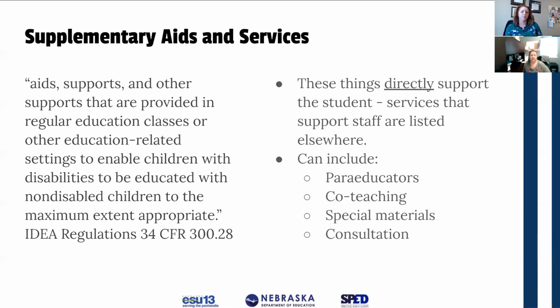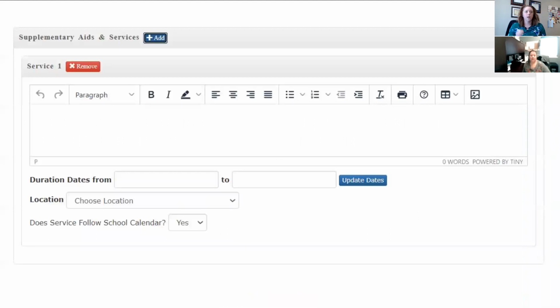Something that might be included here is the use of a paraprofessional, if the special education and general education teacher are doing some co-teaching, if they need special materials or aids, or maybe some consultation with the student. So maybe I don't feel like I need to see that student directly all the time, but I want to have the opportunity to check in with them once a week and see how things are going. Here's what that box looks like on SRS. It gives you a place to give a narrative description of that service, the duration dates, and then the location, just like the other services.